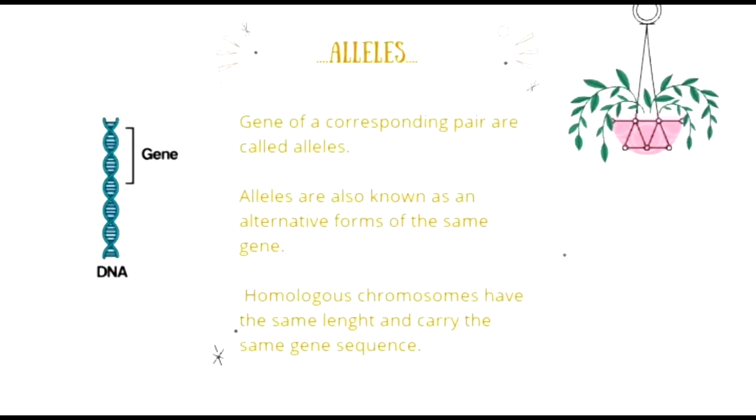Our next subtopic is allele. Genes of a corresponding pair are called alleles. Alleles are also known as alternative forms of the same gene. Homologous chromosomes have the same length and carry the same gene sequence.